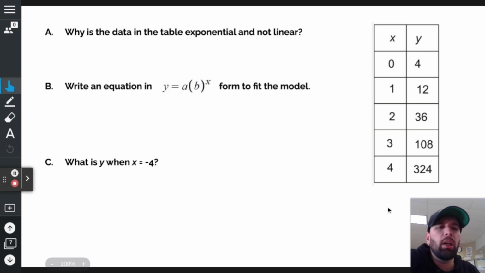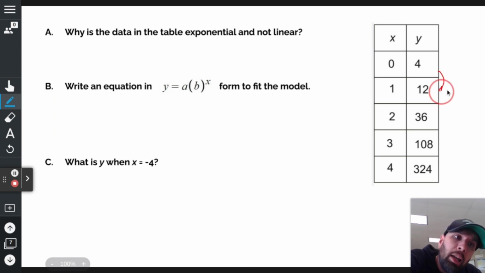Is this a calculator problem? No, no calculator at all. Why is the data exponential and not linear? Well, what do I do? Do I add by the same number every time? No, I multiply by the same number every time. So this is exponential.